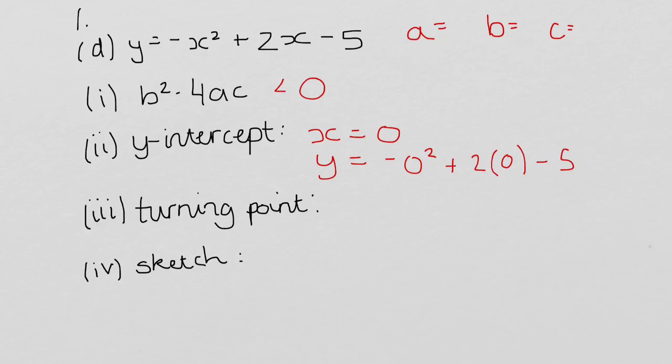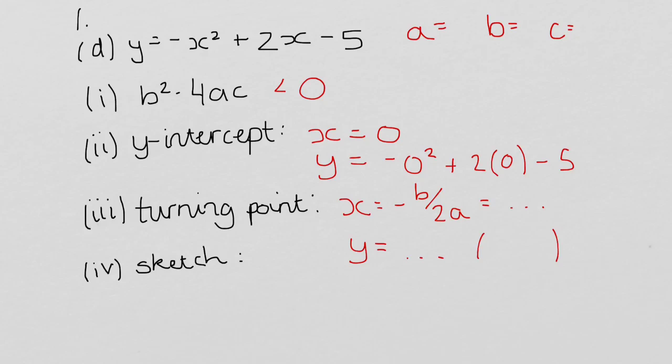Now for the turning point, so to work out the turning point we need x equals negative b over 2a. And again we're just using our a, b and c values to work that out. So you'll get a value for x, and then once you've got a value for x, you can then put that into this equation again and work out your y value, and that will give you your coordinates for your turning point.